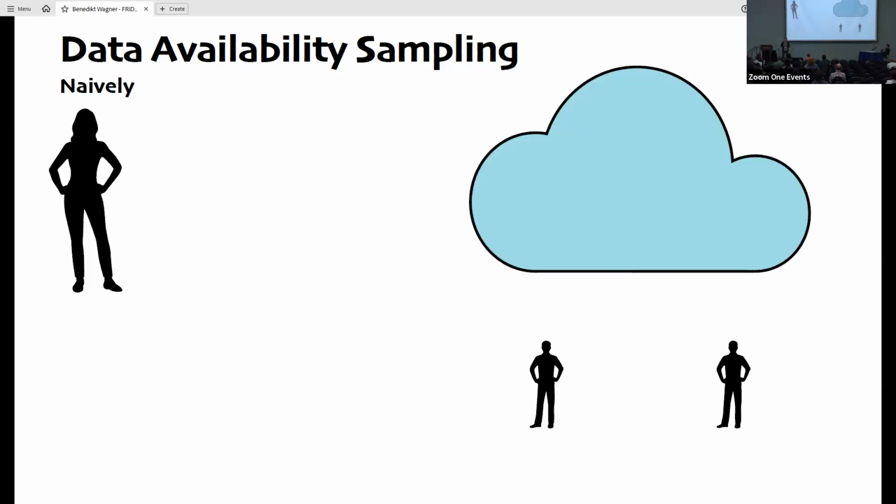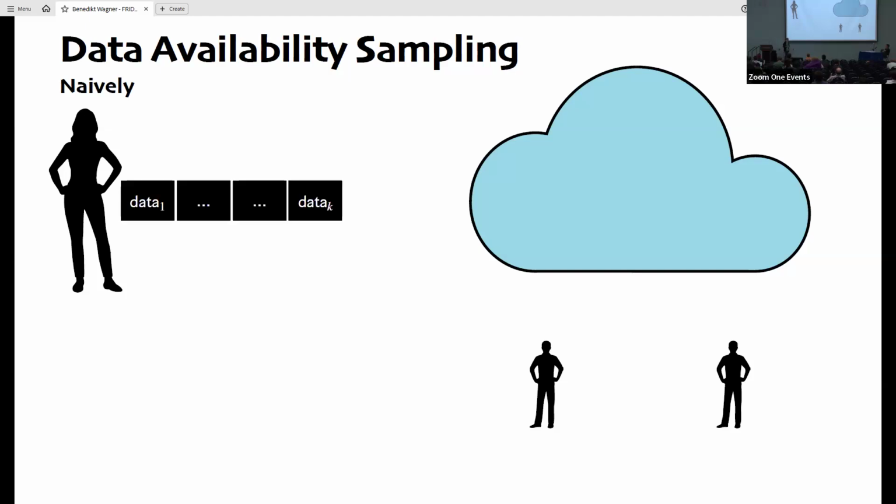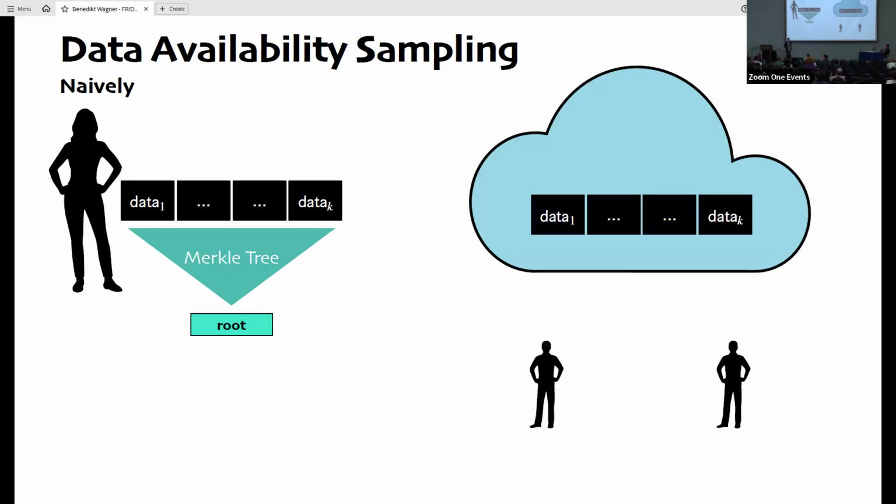So again, we have our proposer Alice, we have the network, and we have the clients. Now, Alice holds some data. This is, say, k chunks of data of equal size. What Alice could do is compute a Merkle root, and that would be the block header. Now she sends the data to the peer-to-peer network. It's stored in some distributed way, and the clients just download the Merkle root as the block header.